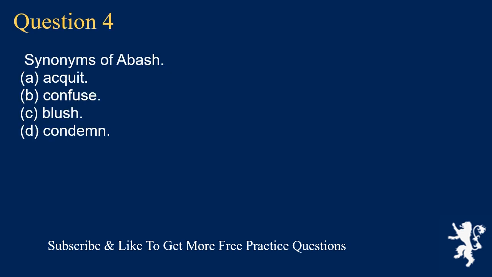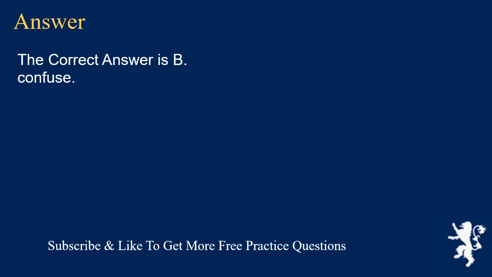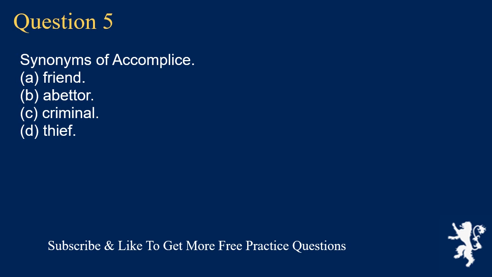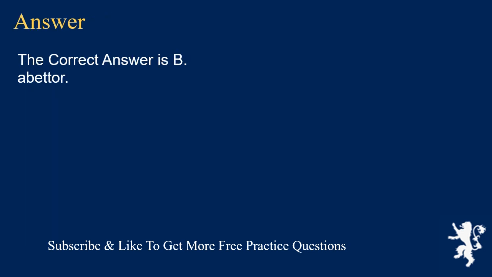Question 4. Synonyms of abash. A. Acquit. B. Confuse. C. Blush. D. Condemn. The correct answer is B. Confuse. Question 5. Synonyms of accomplice. A. Friend. B. Abettor. C. Criminal. D. Thief. The correct answer is B.